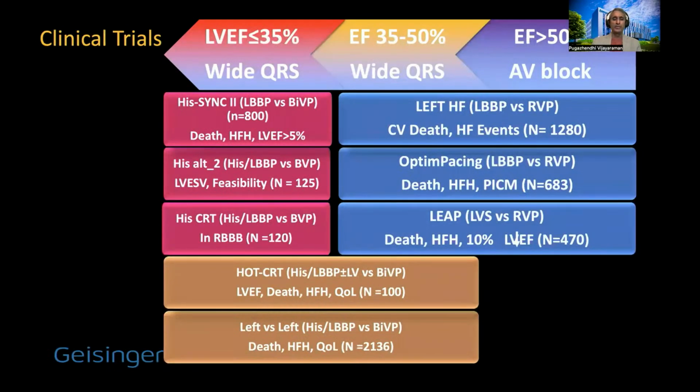And furthermore, in order to bring physiologic pacing to the forefront, we have several clinical trials underway, both in patients with LV ejection fraction greater than 50% and in those with LV ejection fraction less than 35%, and the intermediate group. And all these clinical trials hopefully will deliver the results that will guide us to where we should place physiologic pacing in our pacing armamentarium, both for bradycardia and cardiac resynchronization therapy. And thank you for your attention.